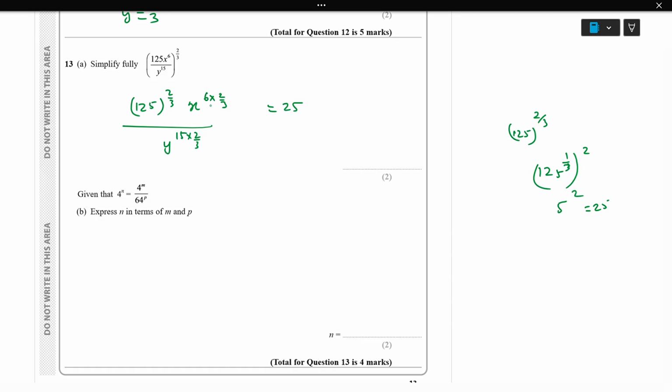Then x power 6 into 2 by 3. So when I simplify, 6 times 2 is 12. 12 divided by 3 is going to be 4. So x power 4. Over here, 15 times 2 is 30. 30 divided by 3 is 10. So y power 10. That's the final answer: 25 x power 4 over y power 10.